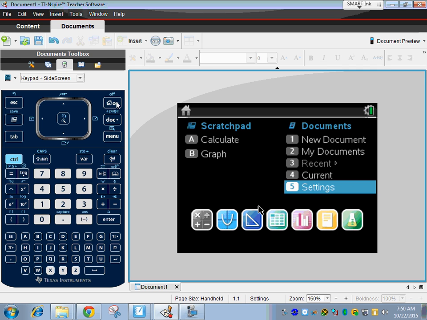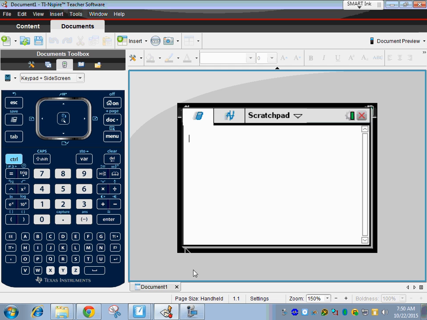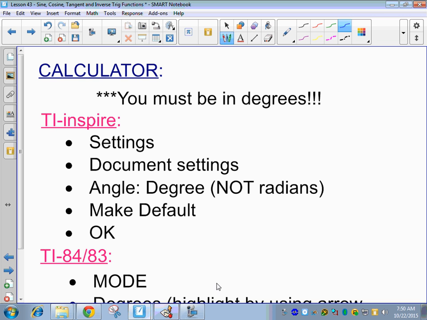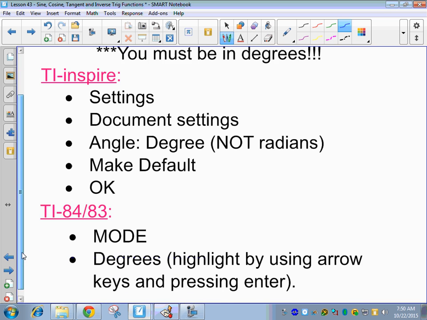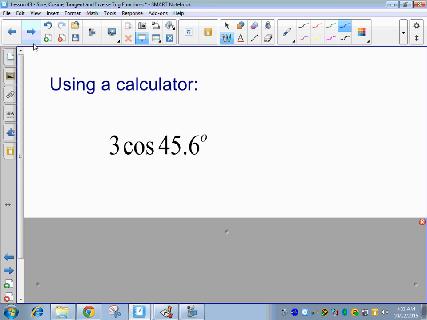Okay, and now I want to go back to calculate. If you have the 84, does anyone in here have the 84? Or 83. Everyone has Inspires. Oh, good. Thanks, first hour. All right. So, using a calculator, these are going to be super easy. We're just going to plug them in. We just have to find where the trig buttons are.